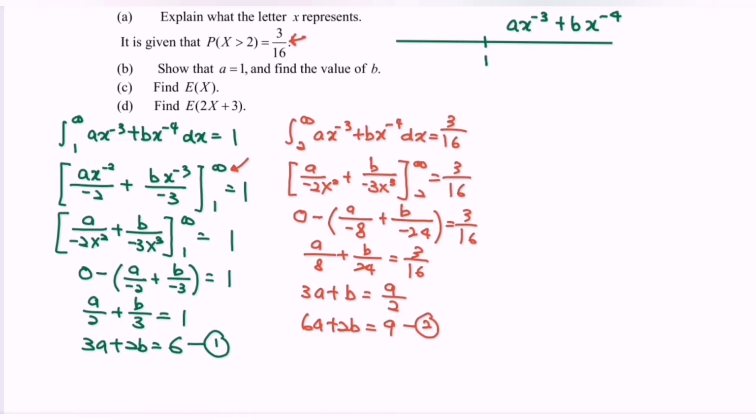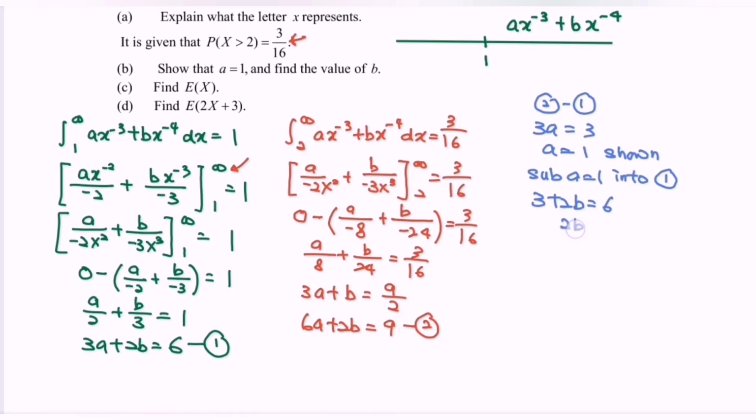My suggestion is to eliminate the b. The second equation minus the first equation. So we will have 3a equals 3. So a is equal to 1, which we have already shown. Next, continue. Substitute into the first equation. Then we will have 3 plus 2b is equal to 6. So 2b is equal to 3, b is equal to 3 over 2. So that is the value of a and also b. Kindly substitute the values into the real number line.